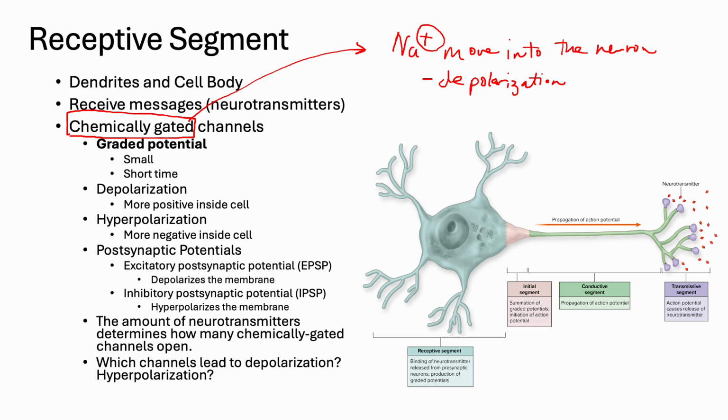Now let's move on and let's talk about other ions. So what about potassium? Okay, where's potassium concentration highest, inside or outside the neuron? So potassium is higher, the concentration is higher inside the neuron. So if those channels are opened by the binding of neurotransmitters, then potassium ions will move out.